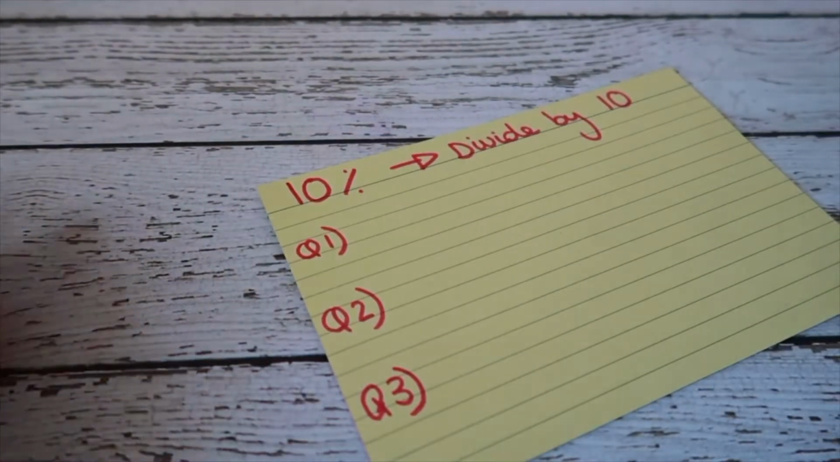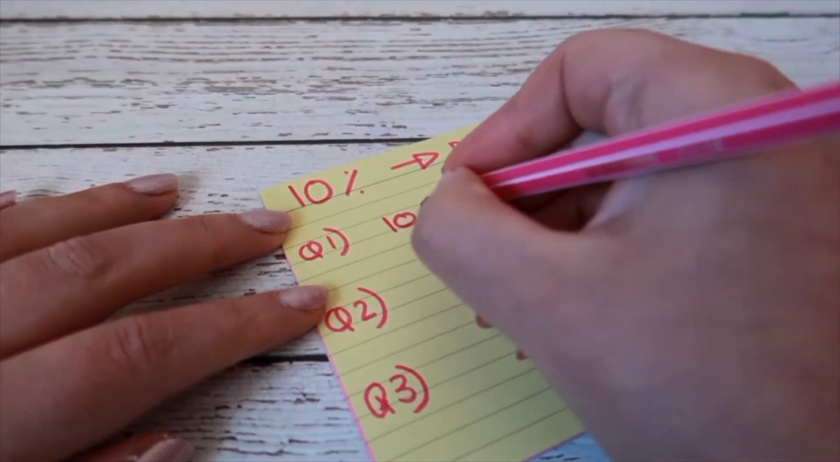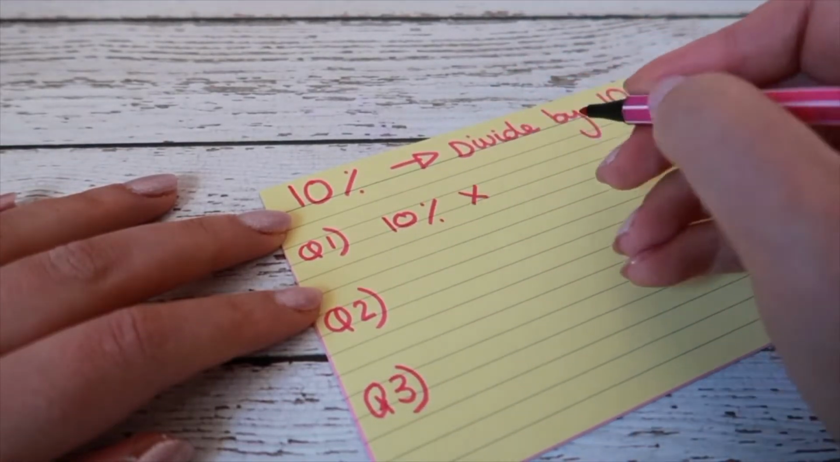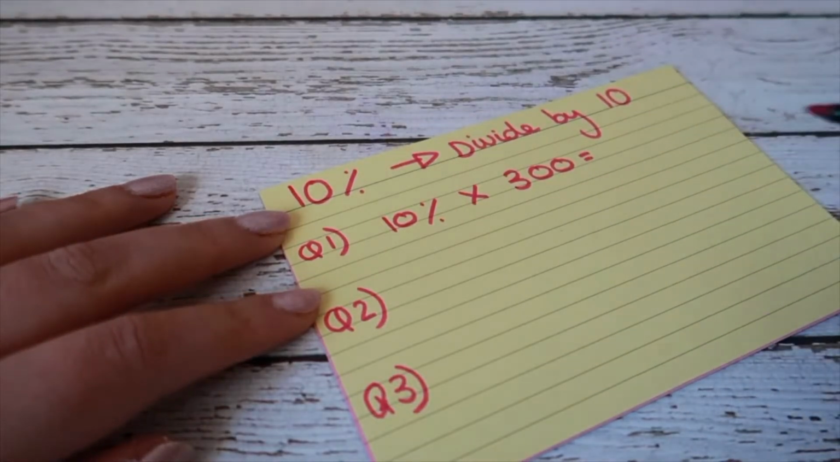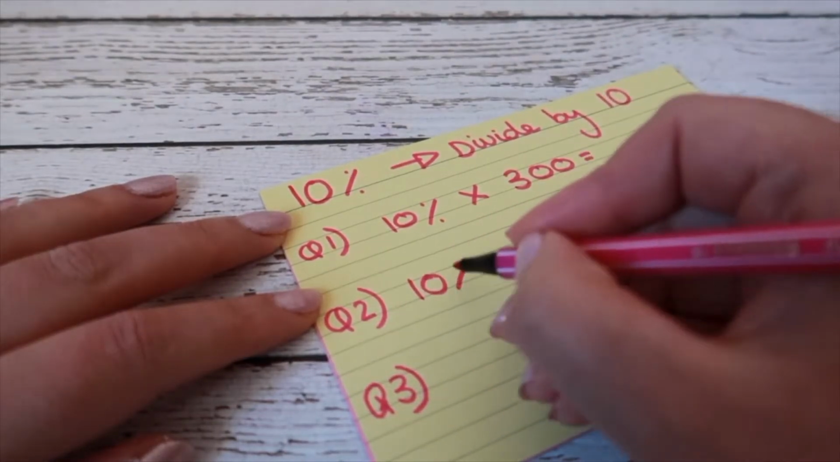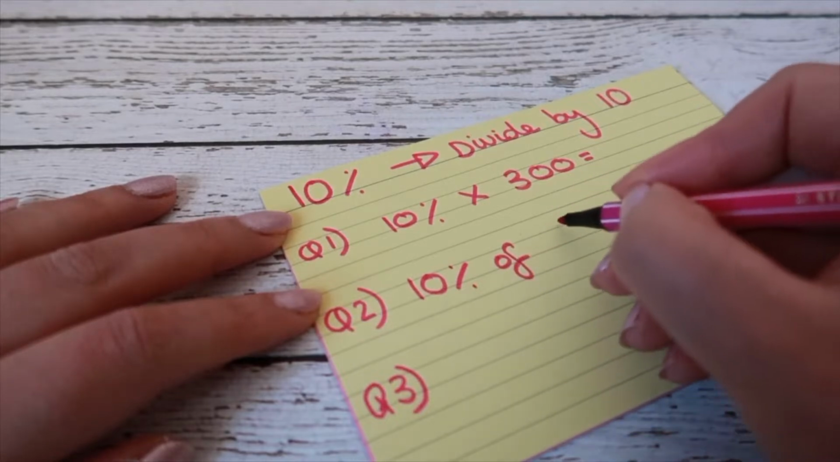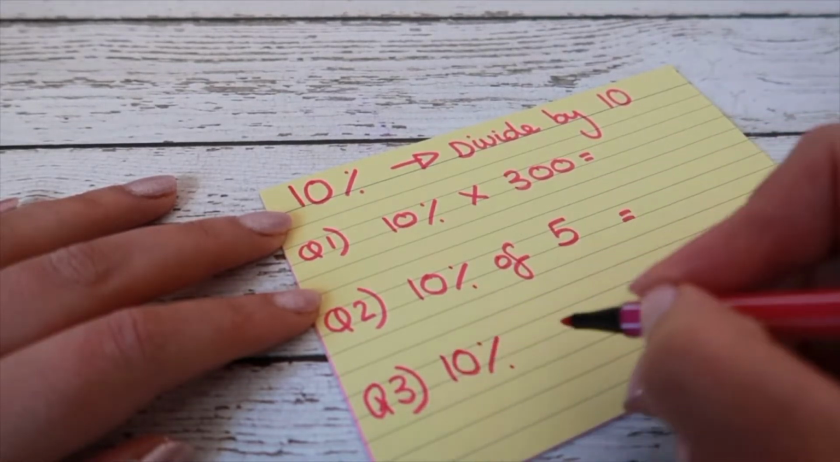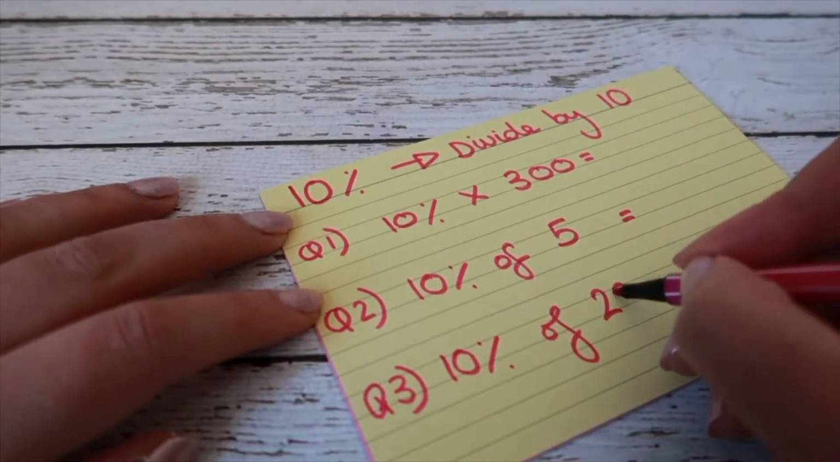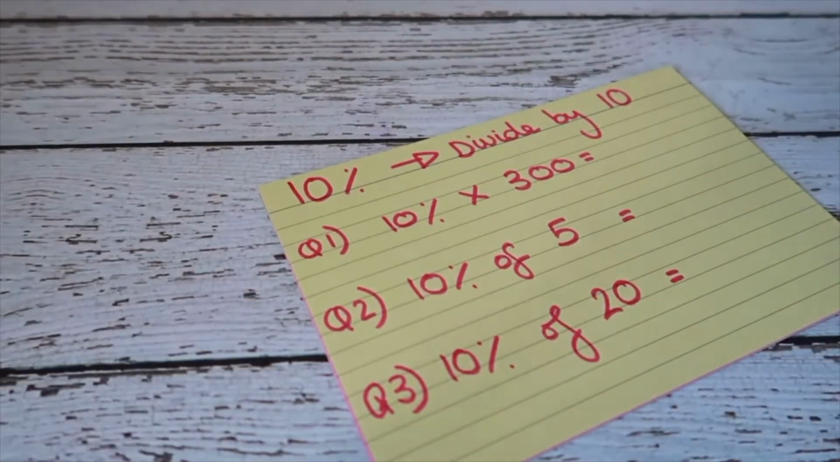Okay, if you've got that, I've got 3 questions for you to now have a go at. So once I've written the questions, if you want to press pause and just find the 10% of these 3. So the first question is to find 10% of 300. Remember, of and times mean exactly the same thing. And then 10% of 5. And then 10% of 20. So as a reminder, 10% you are dividing by 10.